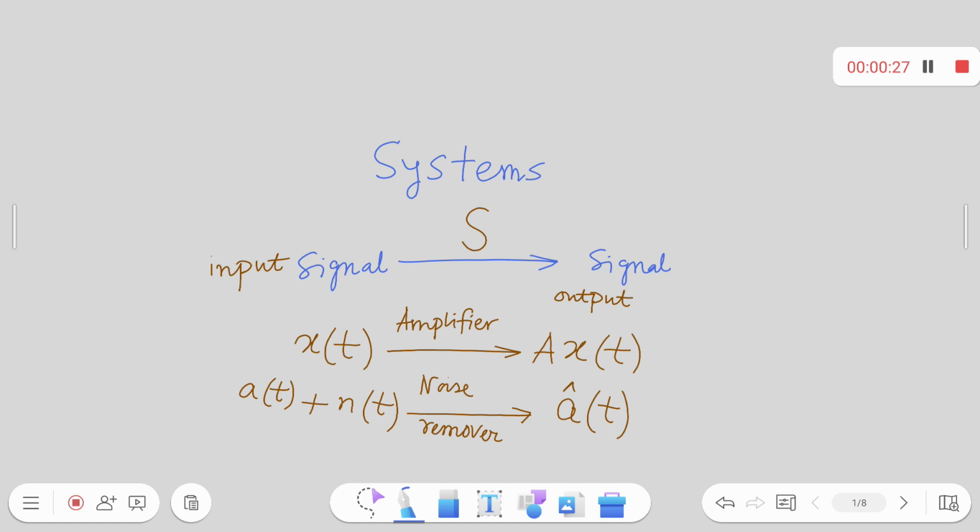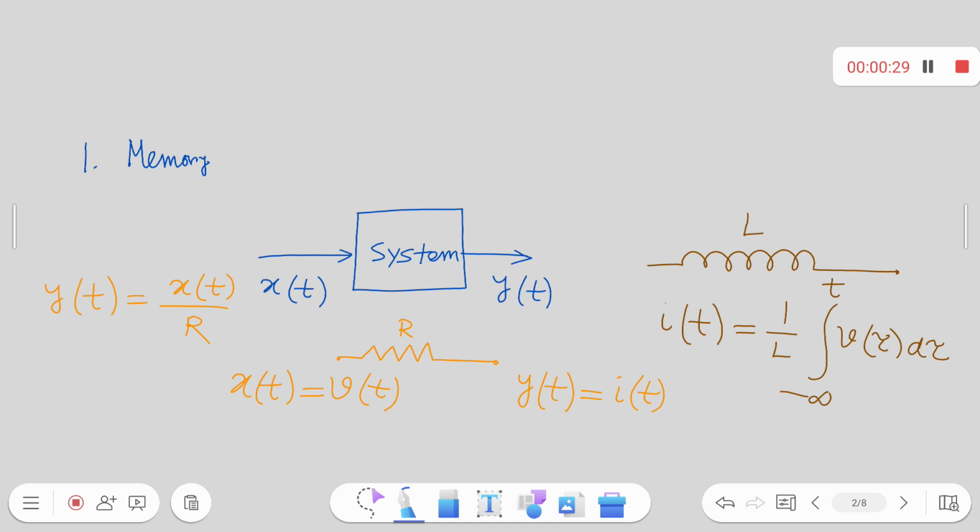And accordingly, what we have discussed, we have categorized the system into two classes. First one was on the basis of memory, whether the system encompasses a memory or not. If the system doesn't encompass any memory, we call it a memory-less system. On the other hand, if the system encompasses some memory, then we call it a memory-based system.